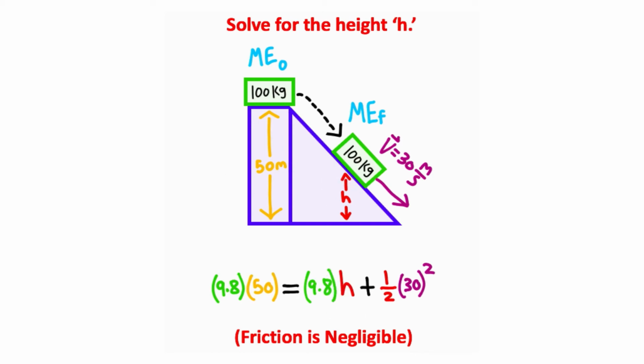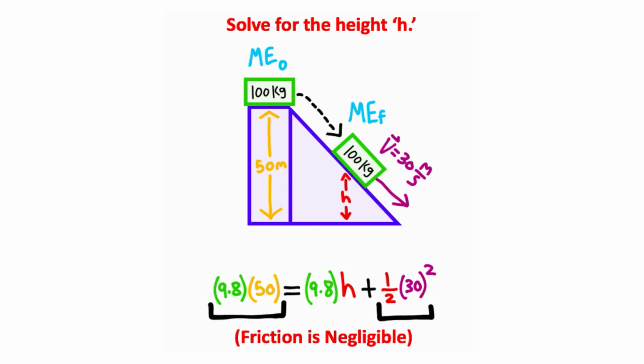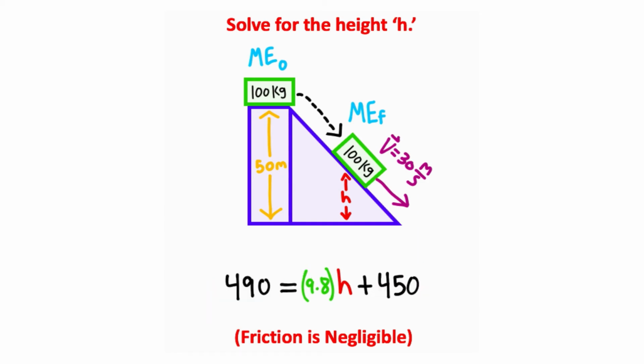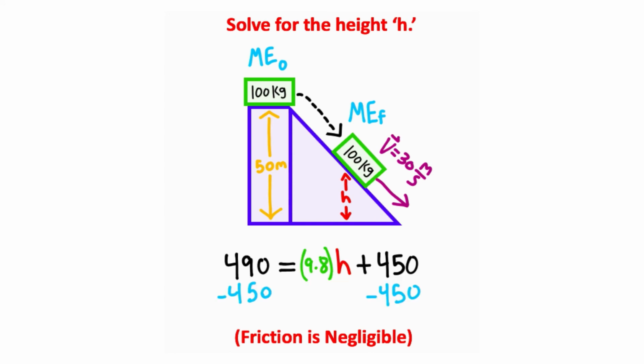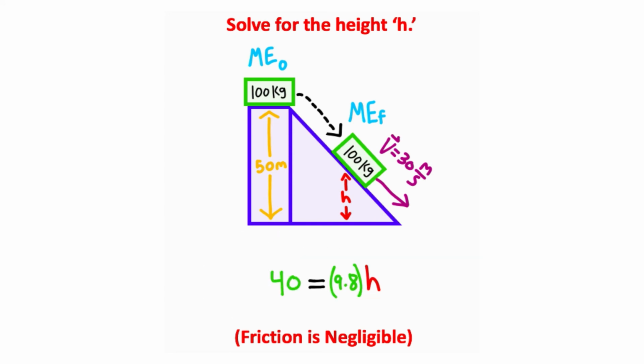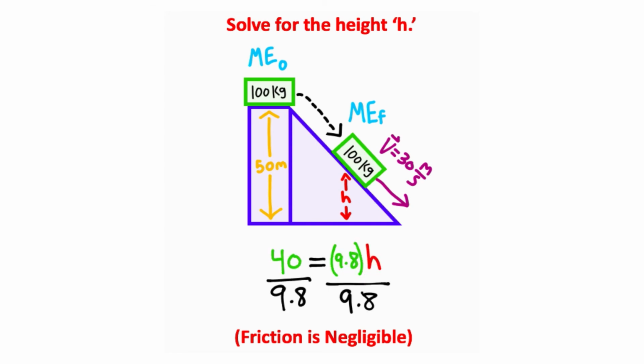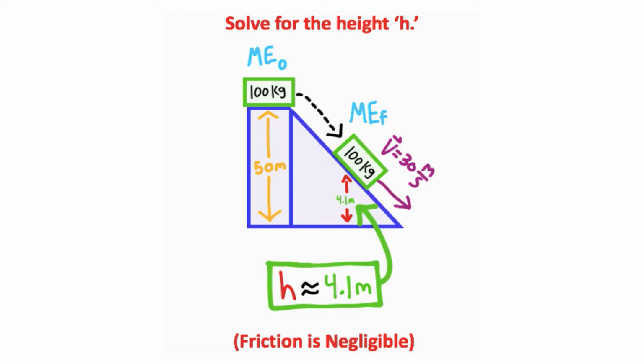So I'm going to start by simplifying both the far left and far right side of this equation. If you evaluate both of these, you should get 490 on the left side and 450 on the right side. I can subtract both sides by 450. 490 minus 450 is 40. Now I can divide both sides of the equation by 9.8. That gets the 9.8s to cancel, and 40 divided by 9.8 is approximately 4.1 meters. So our final height is approximately 4.1 meters.